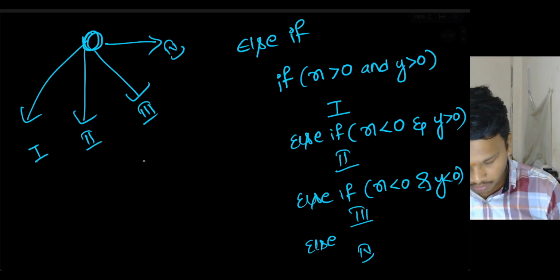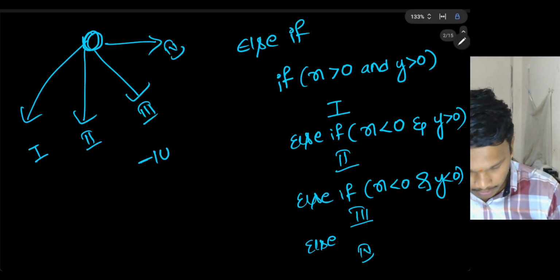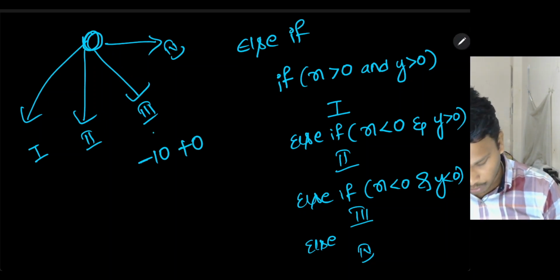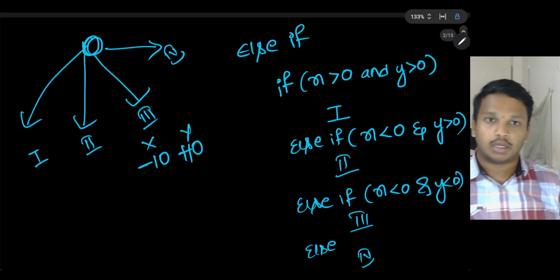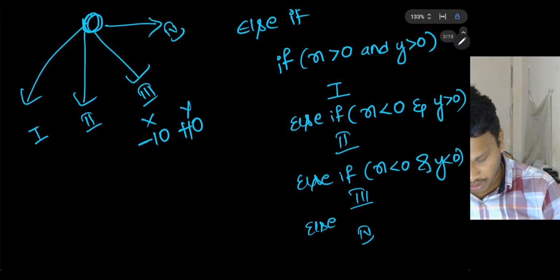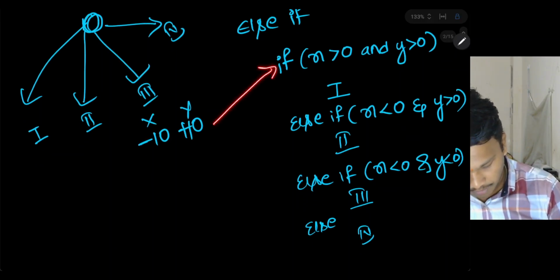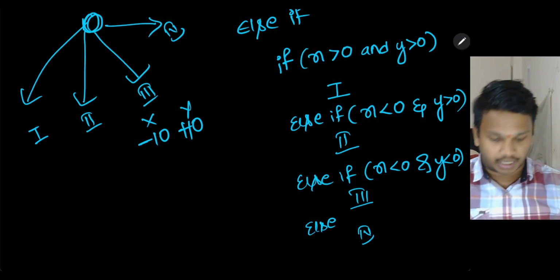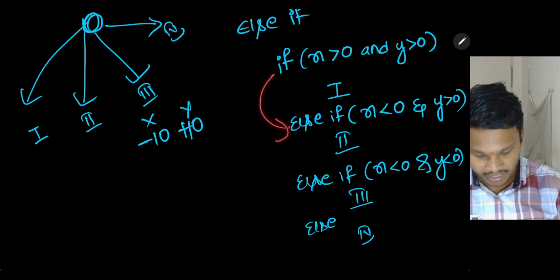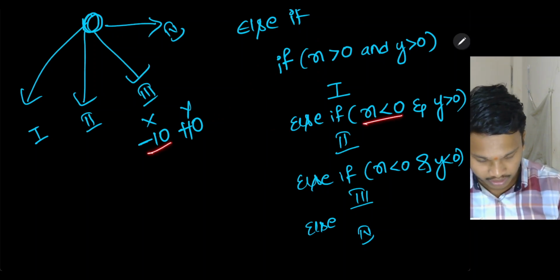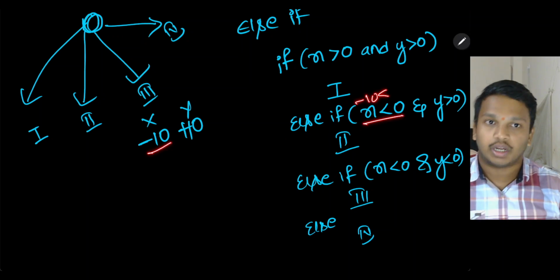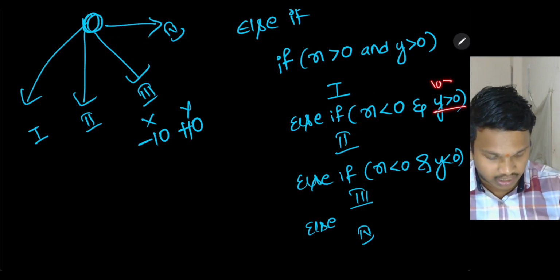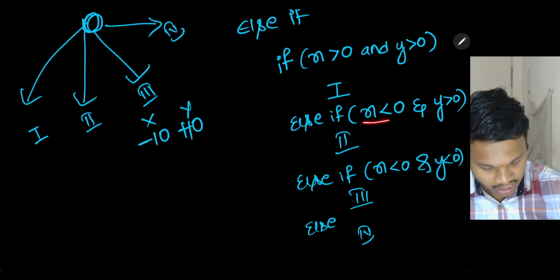For example, we will check with one example: minus 10 and plus 10. Here this is x value and this is y value, right? Now what will it do? First it will check the first condition, x greater than 0. x greater than 0 is false, so it will not check the y value, and directly goes to the next condition. Okay, x less than 0: minus 10 less than 0, it is right, and y value greater than 0: plus 10 greater than 0, so both the conditions are right.